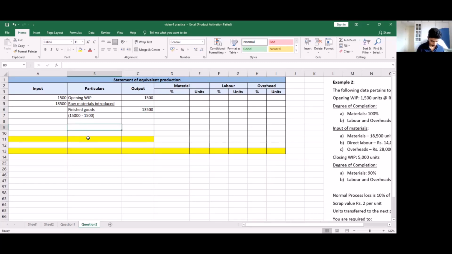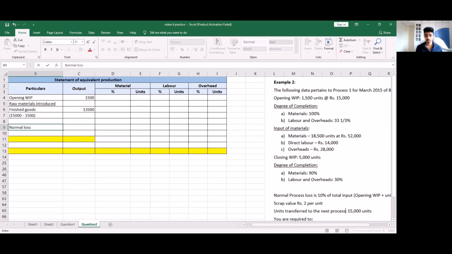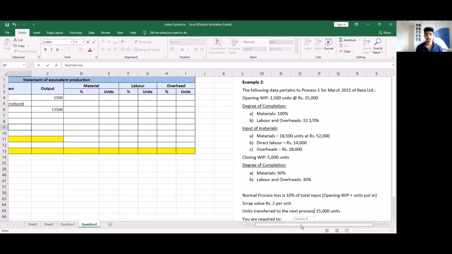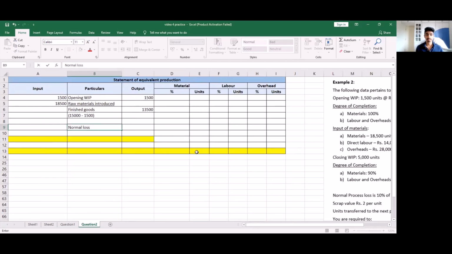Next, we have normal loss. Normal loss is given as 10% of total input, which is opening work in progress plus units introduced. Here, I want to mention that sometimes normal loss can be on current input. If the question mentions that normal loss is on current input, we will calculate the normal loss percentage only on raw materials introduced and not on opening work in progress. But in this question, they have mentioned on total input. So this will be on the sum of opening work in progress and raw materials introduced.